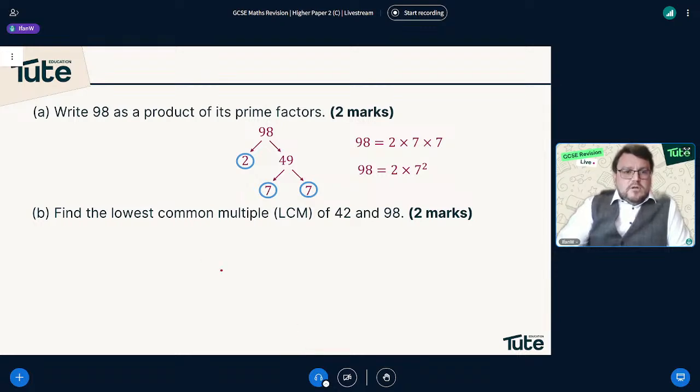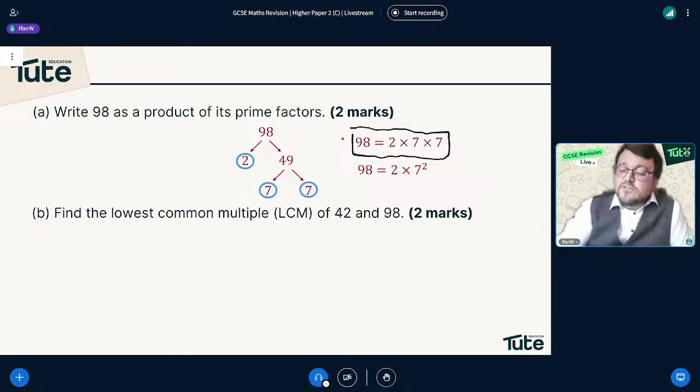Now, looking at the second question here, find the lowest common multiple. It didn't ask you for it in index form, so I would leave it as this, since it didn't ask you for the answer in index form. I'd leave it like that because you need it to find the LCM. You need it in that way. Well, the method I use anyway. The method I use for this one is using Venn diagrams.